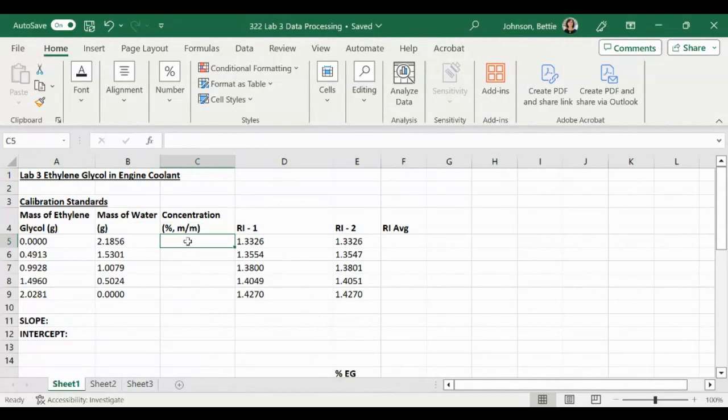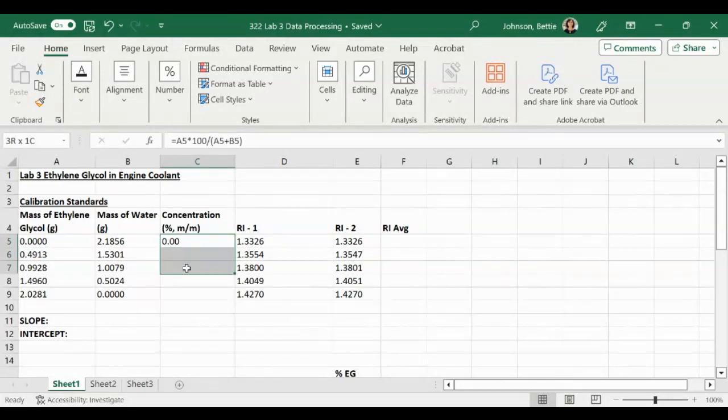The first thing I need to do is calculate the percent by mass of ethylene glycol in each of the standards. So I'm going to use this formula, equals, and I'm going to select the mass of ethylene glycol times 100, and then divide that by the sum of the mass of ethylene glycol plus the mass of water. And the first standard's concentration is 0 because there was no ethylene glycol in that one.